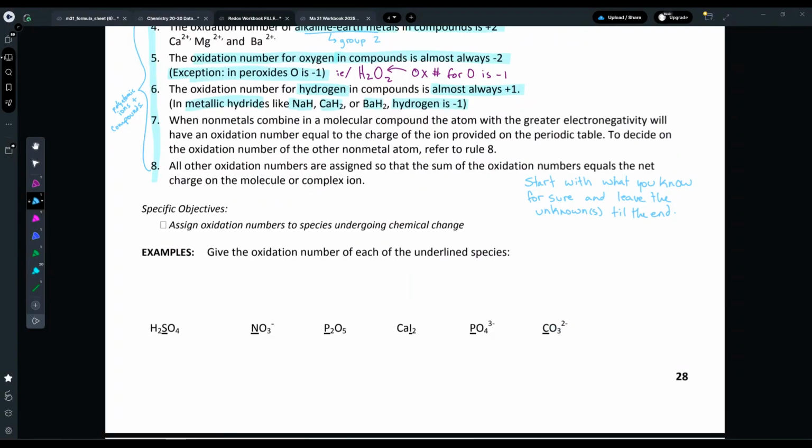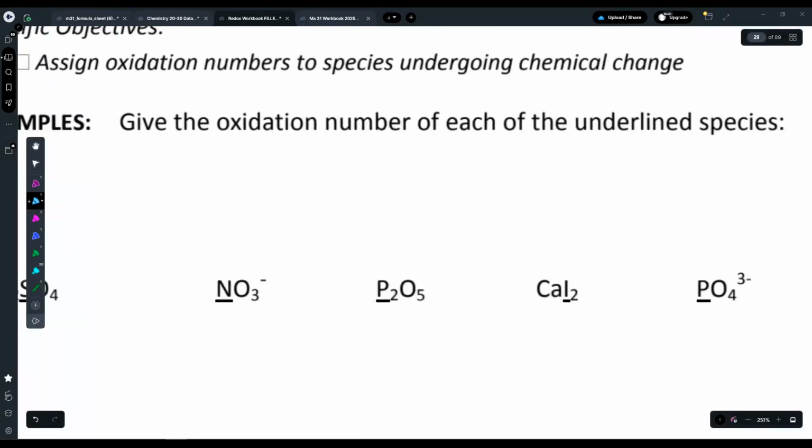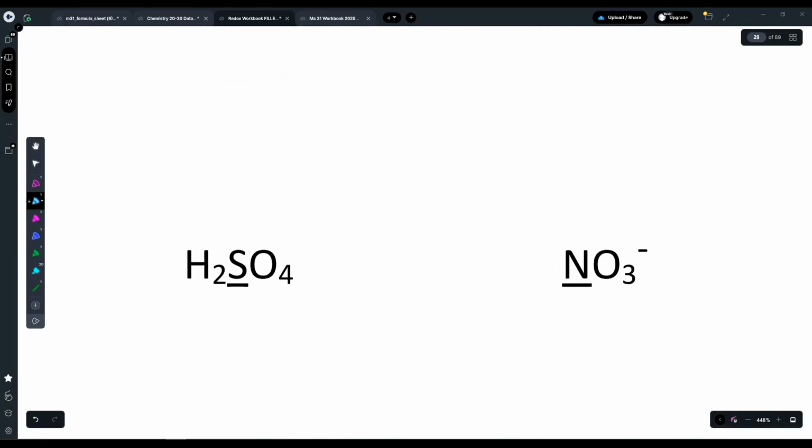We're asked to give the oxidation number of each of the underlined species. So in sulfuric acid here, we just have to figure out, okay, what is the oxidation state of sulfur here.